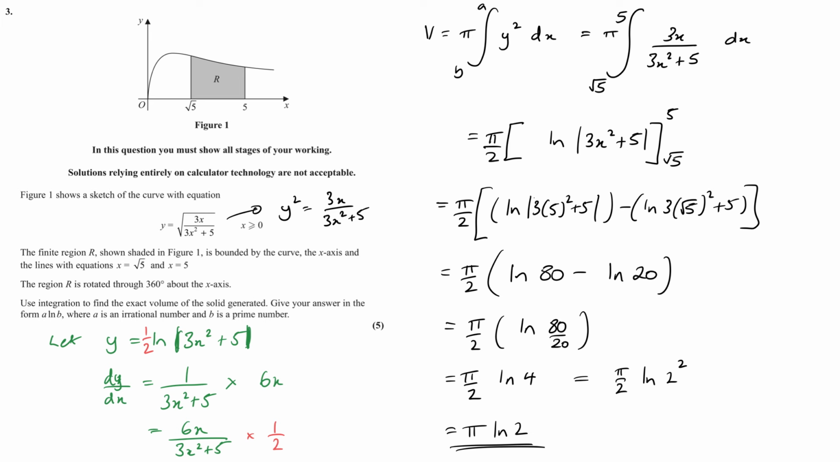So they're assuming that some of you will get down to this point and might stop there, but seeing that pi there, that b is a prime number, will make you go a little bit further. And that's that question done.